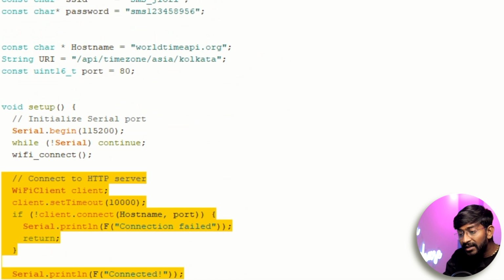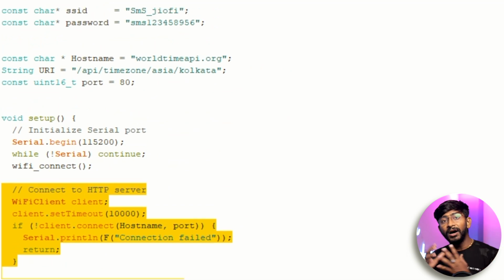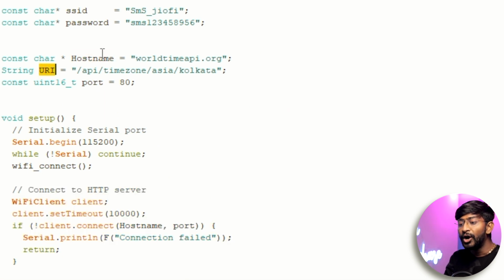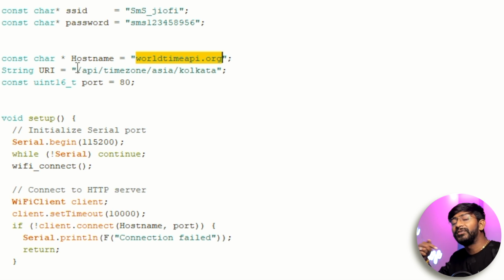Okay, and here in case you want to use some other website and call some other APIs, well, you just need to edit the host name and URI. Host name is nothing but the domain of that particular website, and URI is nothing but the API link which is written after the host name. Okay, so that thing you need to change in case you are using some other APIs.